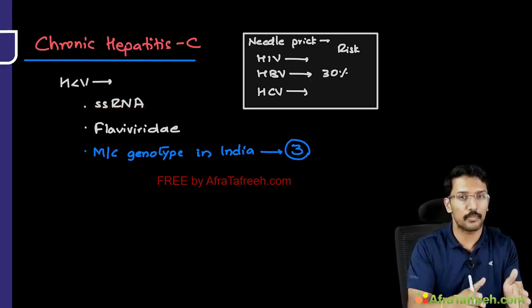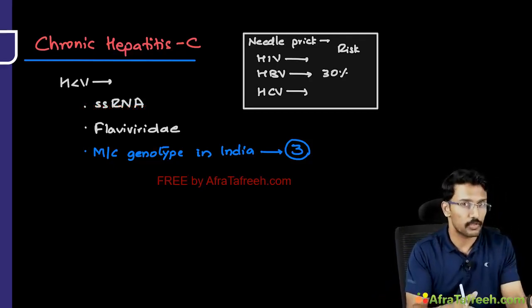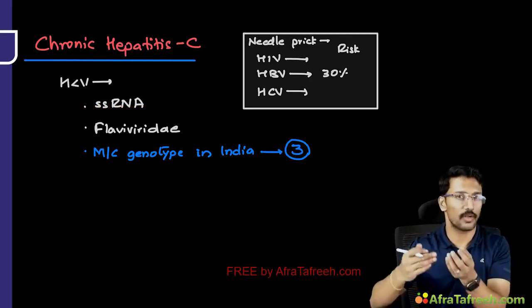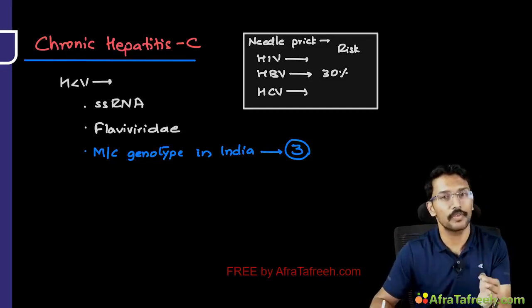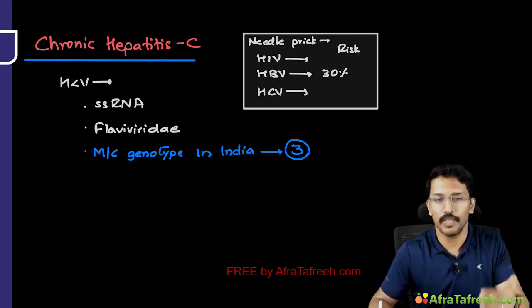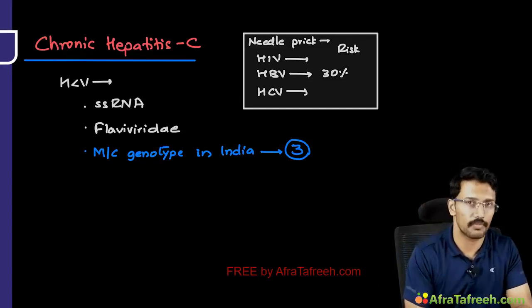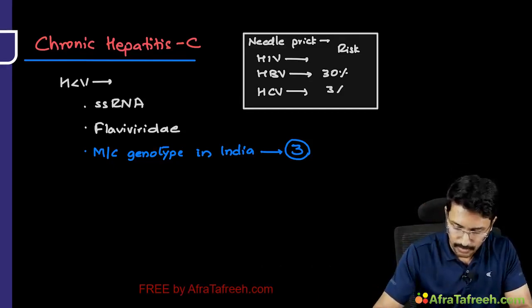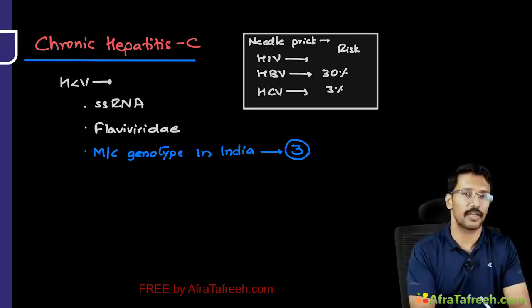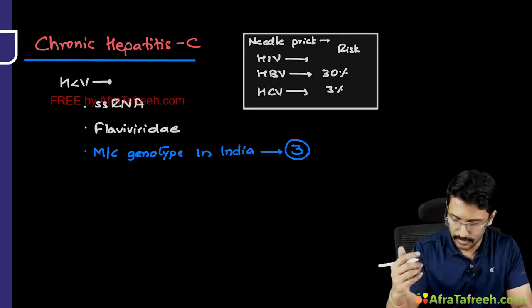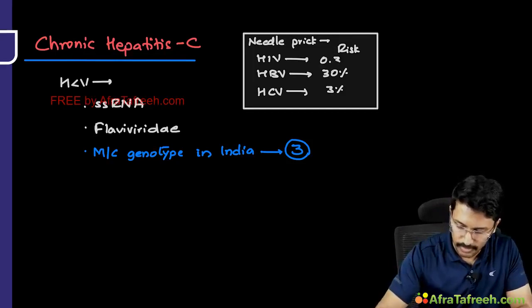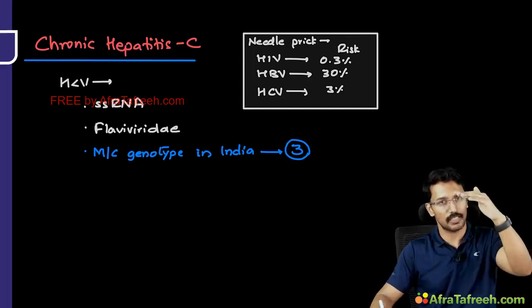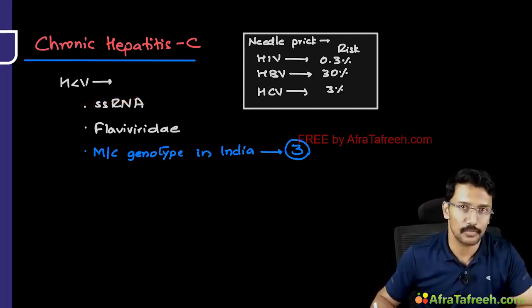So if there are 100 needle pricks with HBV positive patients, where the needle has pricked a non-HBV positive individual, 30 of them will become infected with hepatitis B. The remaining 70 may not get infected. But when it comes to HCV, it is 3%, so significantly less in comparison to HBV. And when it comes to HIV, it is 0.3%. So the numbers are easy to remember: HBV 30%, HCV 3%, HIV 0.3%.